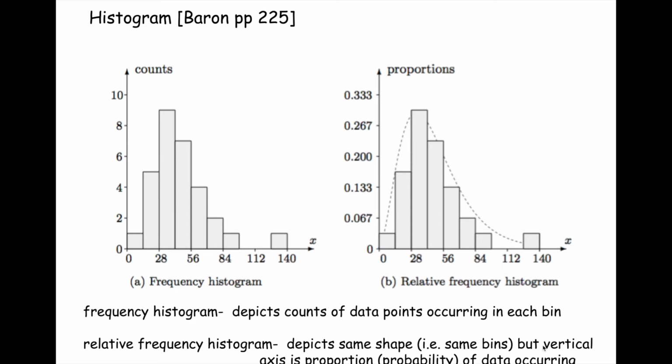So let's take a look at a histogram, and this is in the book. On the left-hand side, we have what's called the frequency histogram in frame A, and on the right-hand side, we have what's called a relative frequency histogram, and the two are very much related. So let's look at the frequency histogram on the left. And this is the histogram you're probably very familiar with. It depicts the counts of data points occurring in each bin.